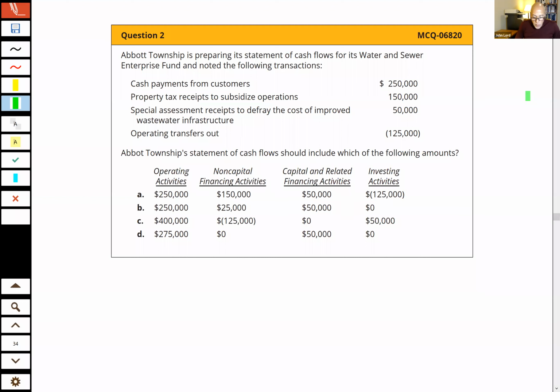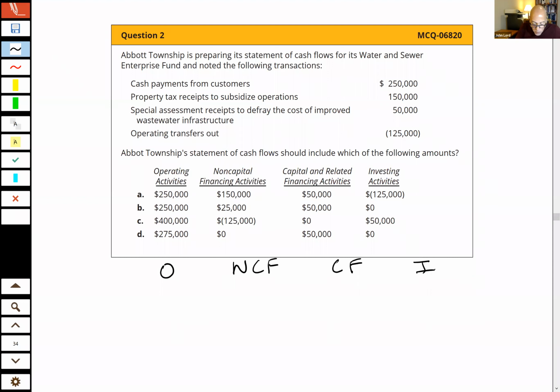Okay, guys, let's go ahead. I am not sure if you had a chance to spend some time with this, but let's go through this. If I'm looking at this question, I'm going to categorize the things into the categories and do the math on it afterwards. Okay, so we have operating, we have non-capital related financing, we have capital related financing, and we have investing, right?